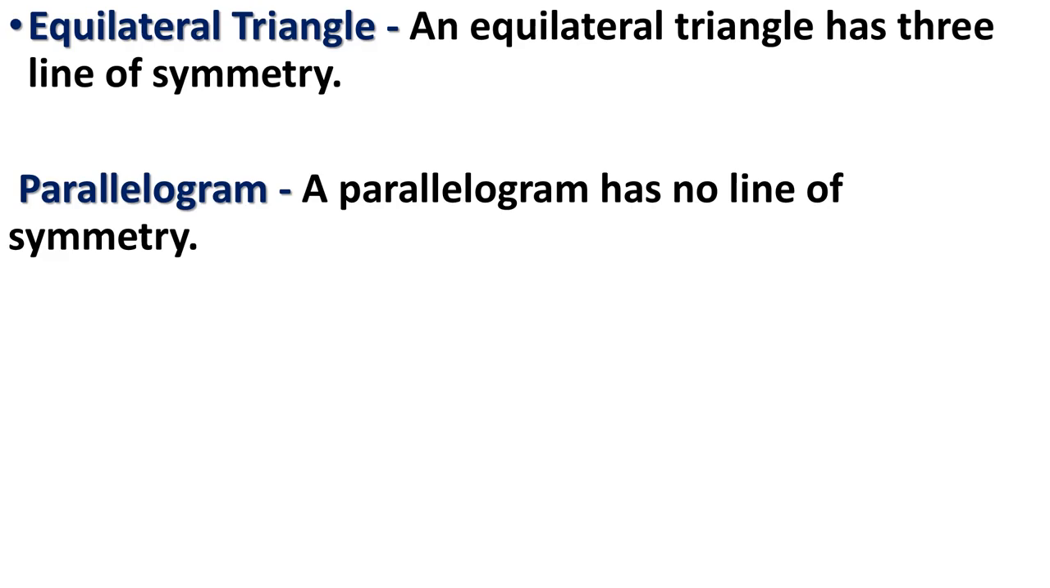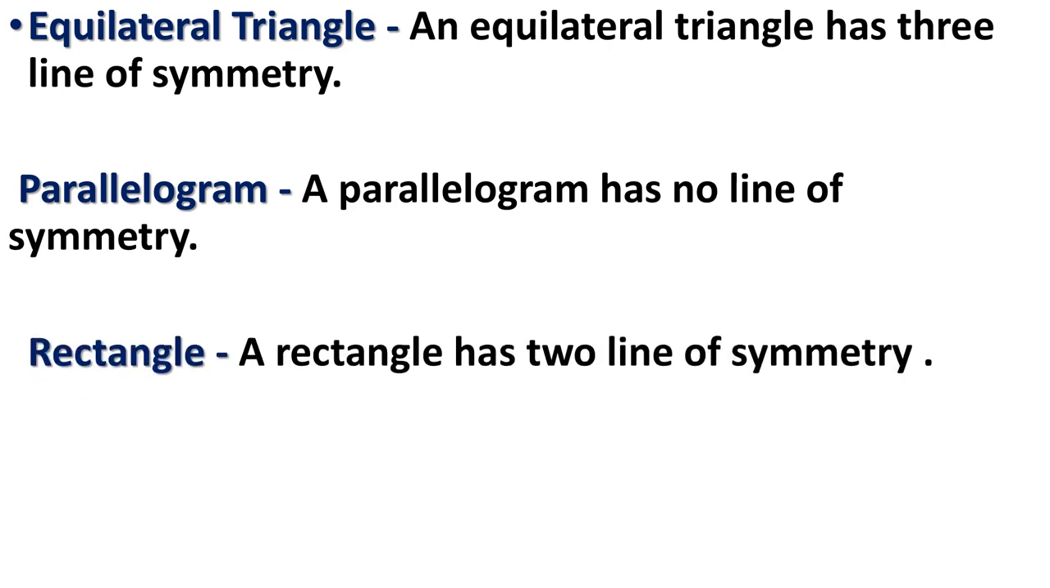Then we have done parallelogram. A parallelogram has no line of symmetry. Rectangle. A rectangle has two lines of symmetry, one vertically, one horizontally. Remember, rectangle has no diagonal line of symmetry. It has only two lines of symmetry, that is one vertical and one horizontal.